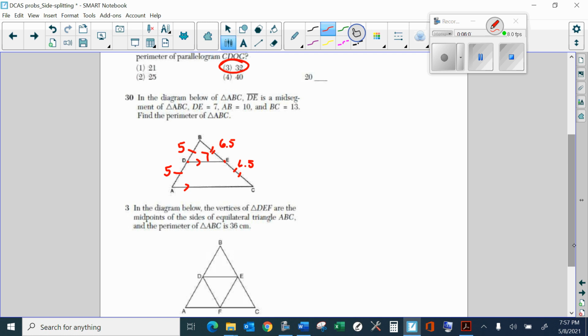Find the perimeter of triangle ABC. Well, if that's 7, we know this is 14. It's always half for the base there. So now we can go ahead and find the perimeter of ABC. That's the 10 plus the 13 is 23 plus 14 is 37. Okay, ABC, just add them up.